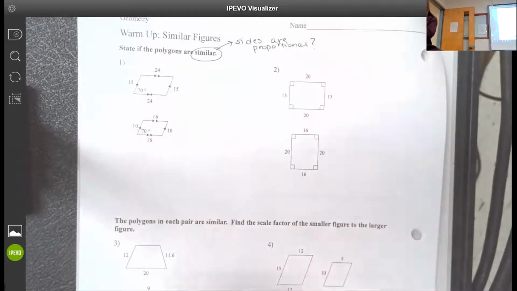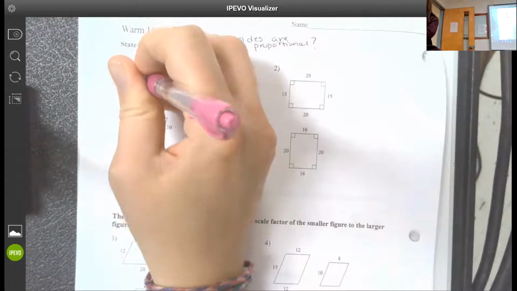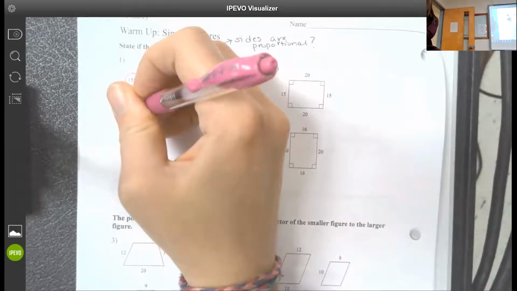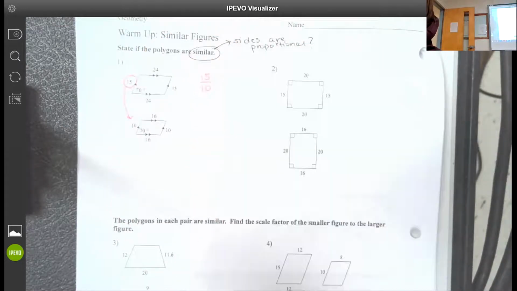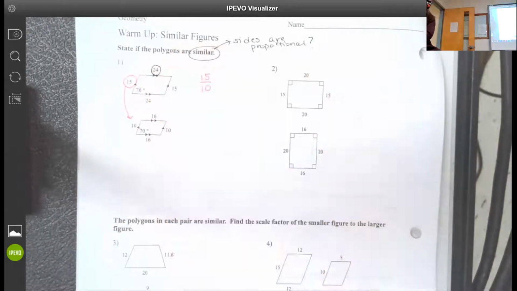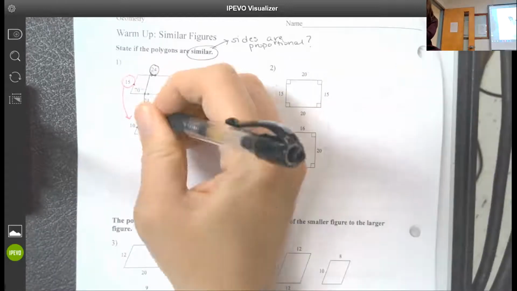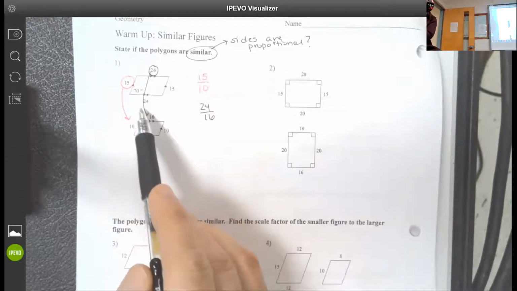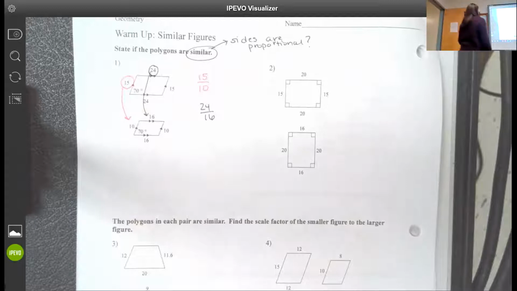So when I look at this diagram, I'm seeing 15 would correspond to what side in this figure? To 10. So does 15 to 10, and I'm going to leave that there for a minute, is that proportional to, what does 24 correspond to? 16. And the reason that I don't have to do all 4 sides here, if it was a shape where all 4 sides were different, then I would look at all 4 sides. But this is clearly a parallelogram where my opposite sides are congruent. So I don't need to look at 15 to 10 again, 24 to 16 again. It's going to be the same ratio.